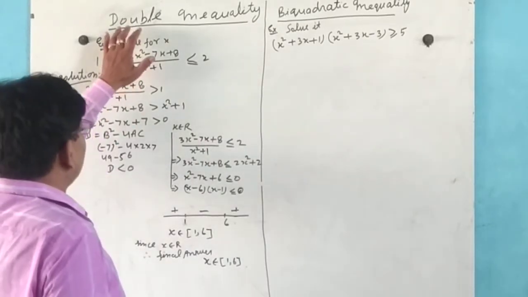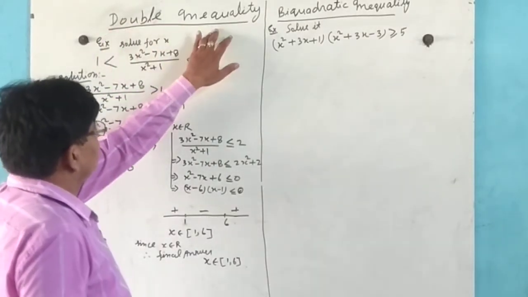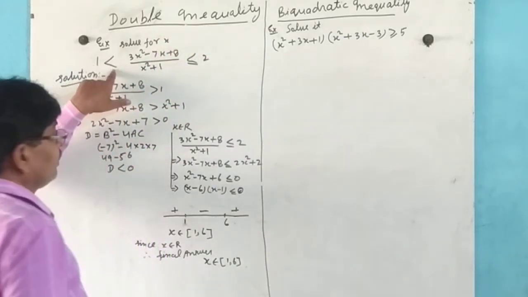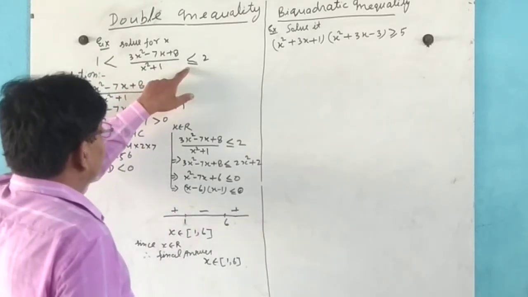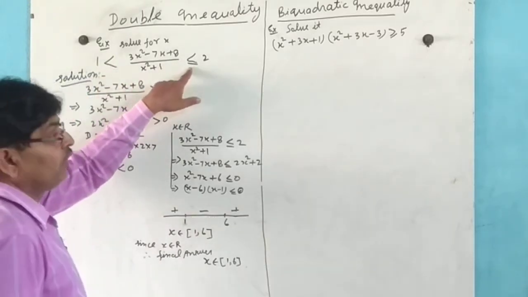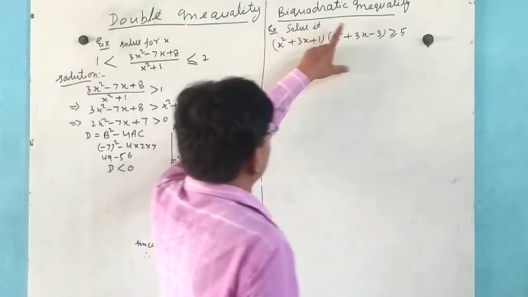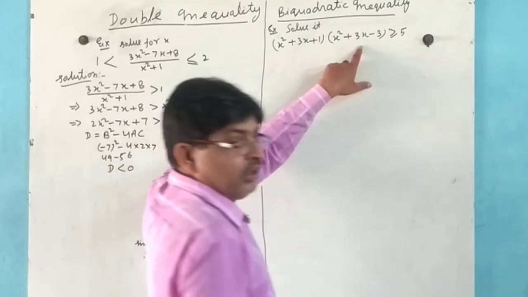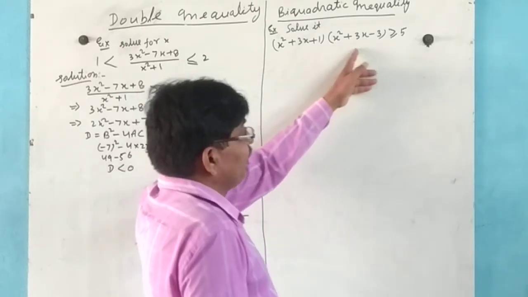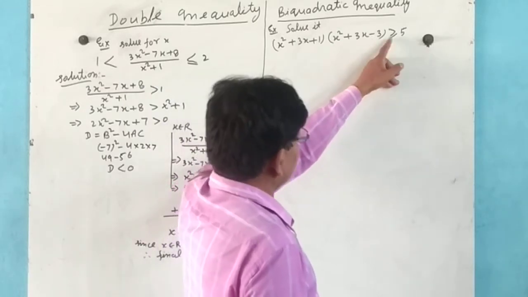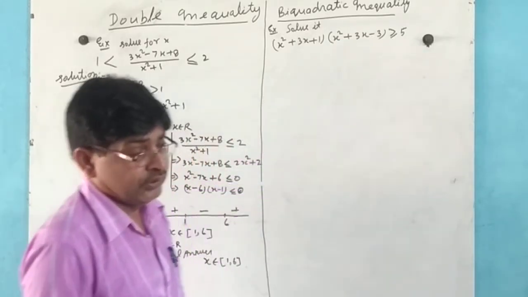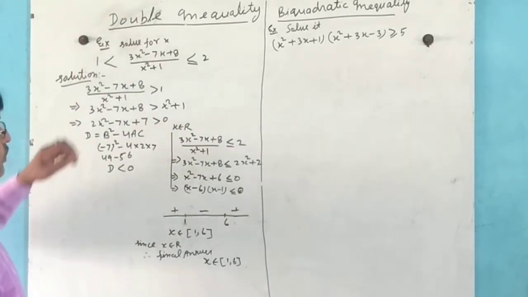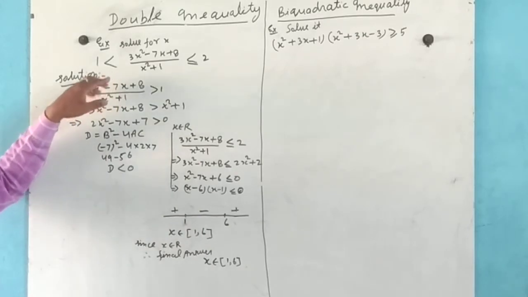Now, here is an inequality and here is an inequality, so such type of inequality is known as a double inequality. And this is a biquadratic inequality: this is a quadratic, and this is also a quadratic, so this is a biquadratic inequality, greater than or equal to 5.